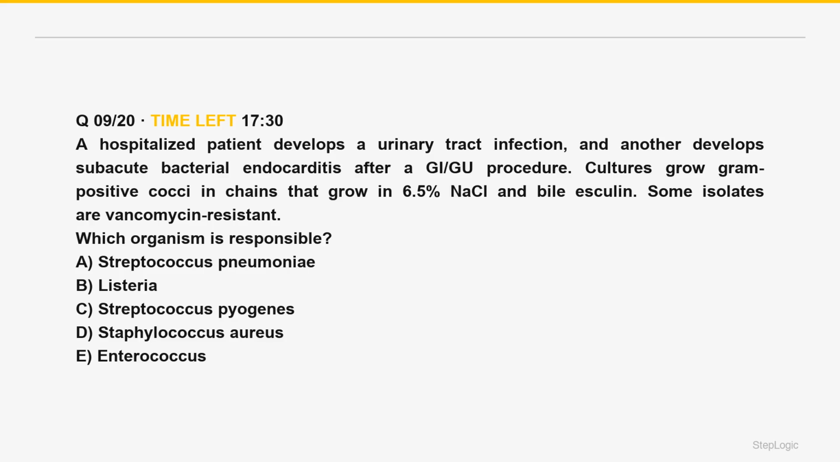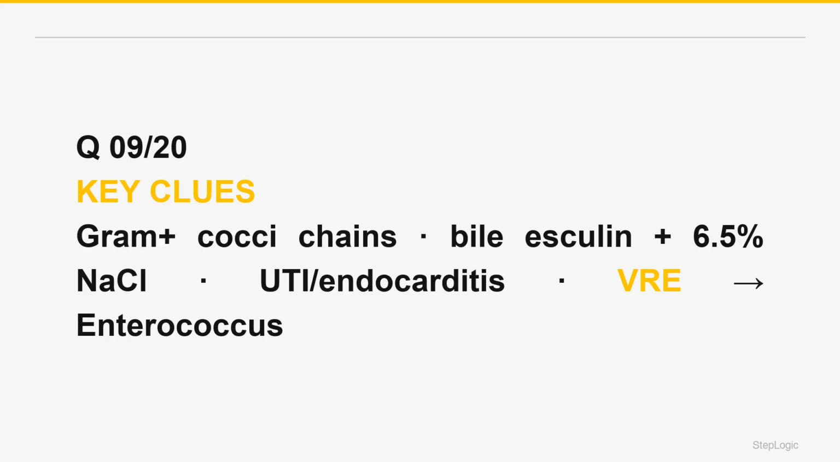Which organism is responsible? A hospitalized patient develops a urinary tract infection, and another develops subacute bacterial endocarditis after a GI or GU procedure. Cultures grow gram-positive cocci in chains that grow in 6.5% NaCl and bile esculin. Some isolates are vancomycin resistant. Read the command: which organism? Gram-positive cocci in chains growing in 6.5% NaCl plus bile esculin, UTI, endocarditis after GI or GU procedure, vancomycin-resistant Enterococcus.